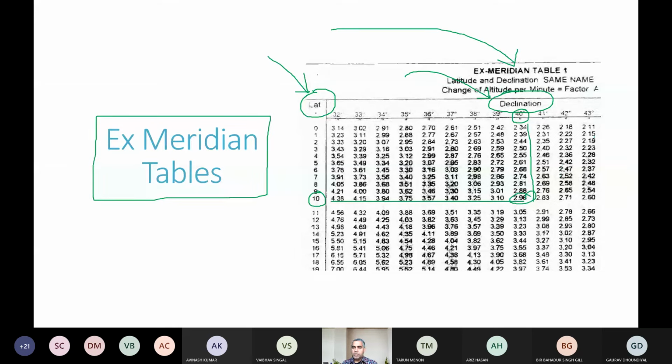2.96. This is known as factor A. You can see it is written on top of the table also. We call it factor A. So we obtain this factor A from x meridian table 1. Once you have this factor A from table 1, now with this you enter into table number 4. So let's go into table number 4 now.